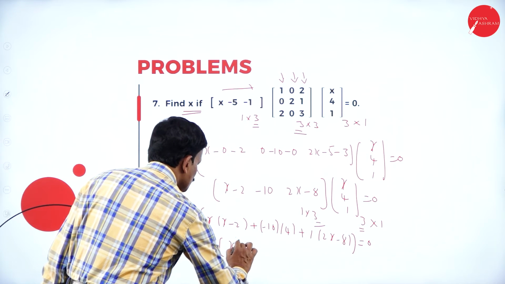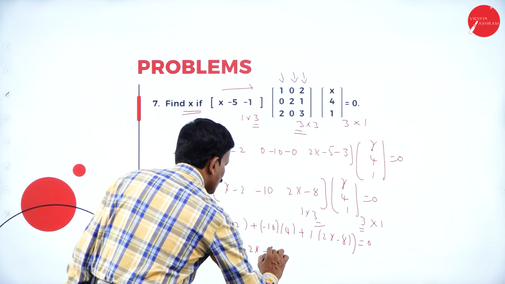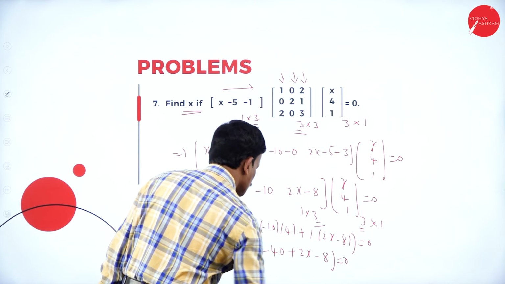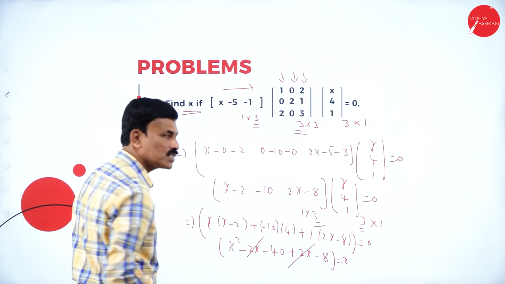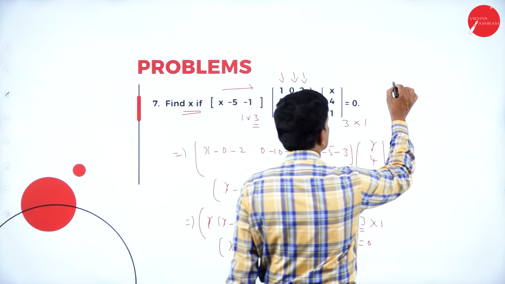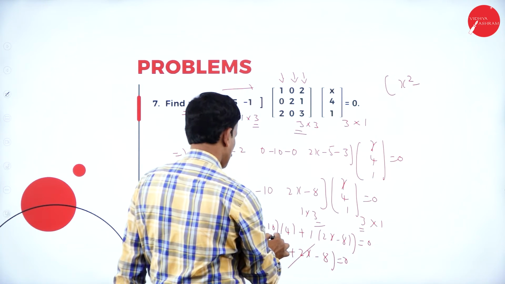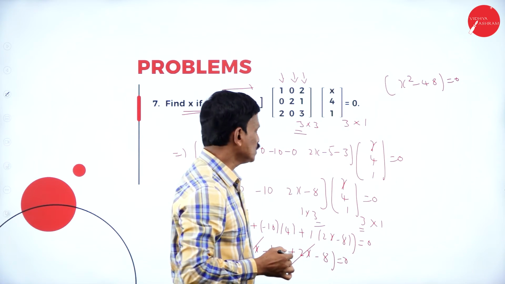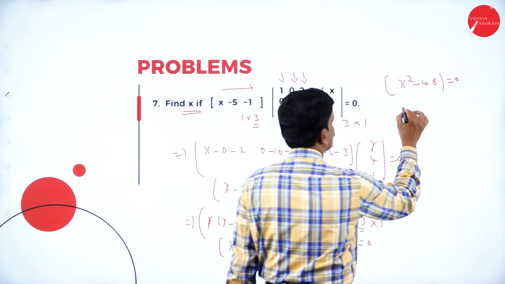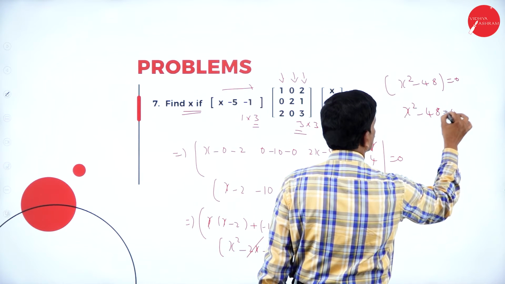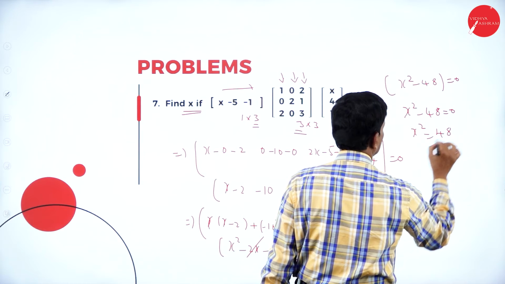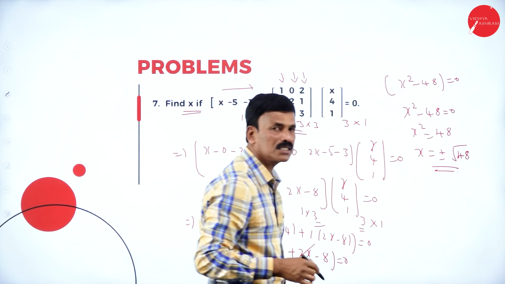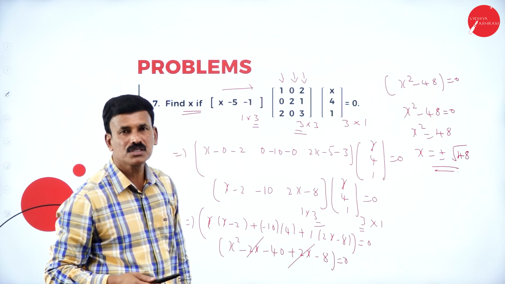Simplify this. That is x into x is x square, minus 2x, minus 10 into 4 is 40, plus 2 into x is 2x, minus 8 is equal to 0. So, what happens? Plus 2x and minus 2x get cancelled. What is remaining? That is x square minus 40 minus 8, which is minus 48, equal to 0. Now, this is a quadratic equation. Solve this. That is x square minus 48 is equal to 0, x square is equal to 48. Therefore, x is equal to plus or minus root 48.